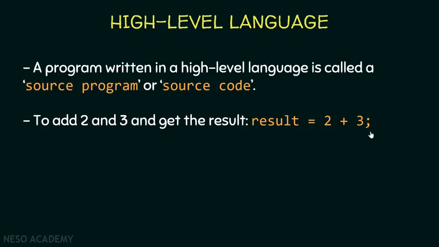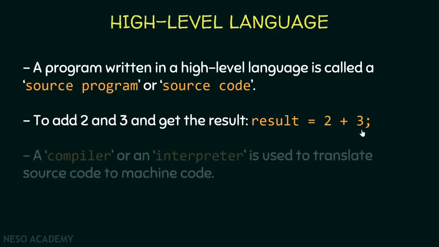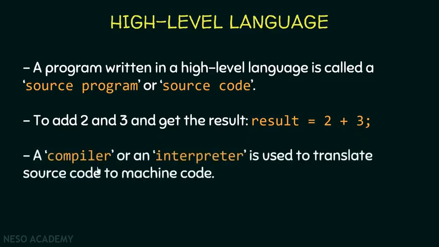Now, just like before, this is a statement written using a high-level programming language, so it cannot be executed. We should translate it to machine code and then we can execute it. So we can use what's called a compiler or an interpreter in order to translate a source code to machine code. And remember, source code is a program written using a high-level programming language. So for example, this statement over here is a source code because it is written in a high-level language.